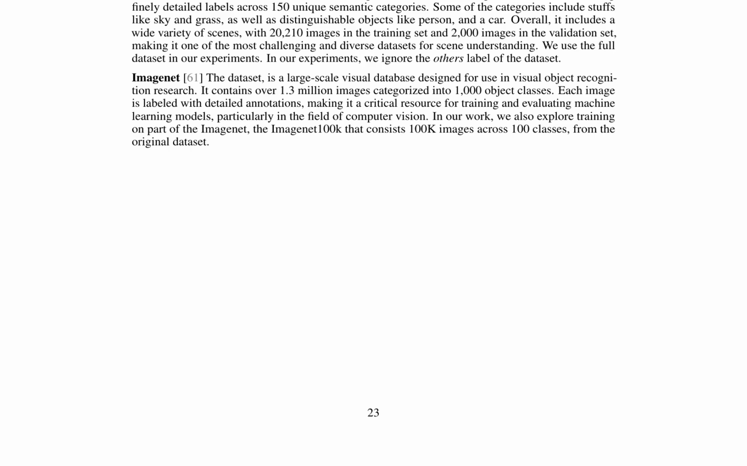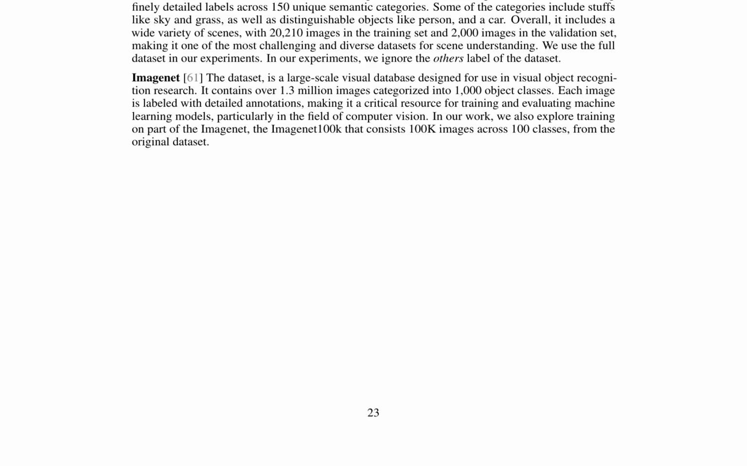Furthermore, the ADE20k dataset is introduced, featuring finely detailed labels across 150 unique semantic categories, including stuffs and distinguishable objects. The dataset includes 20,210 images in the training set and 2,000 images in the validation set, making it one of the most challenging and diverse datasets for scene understanding.